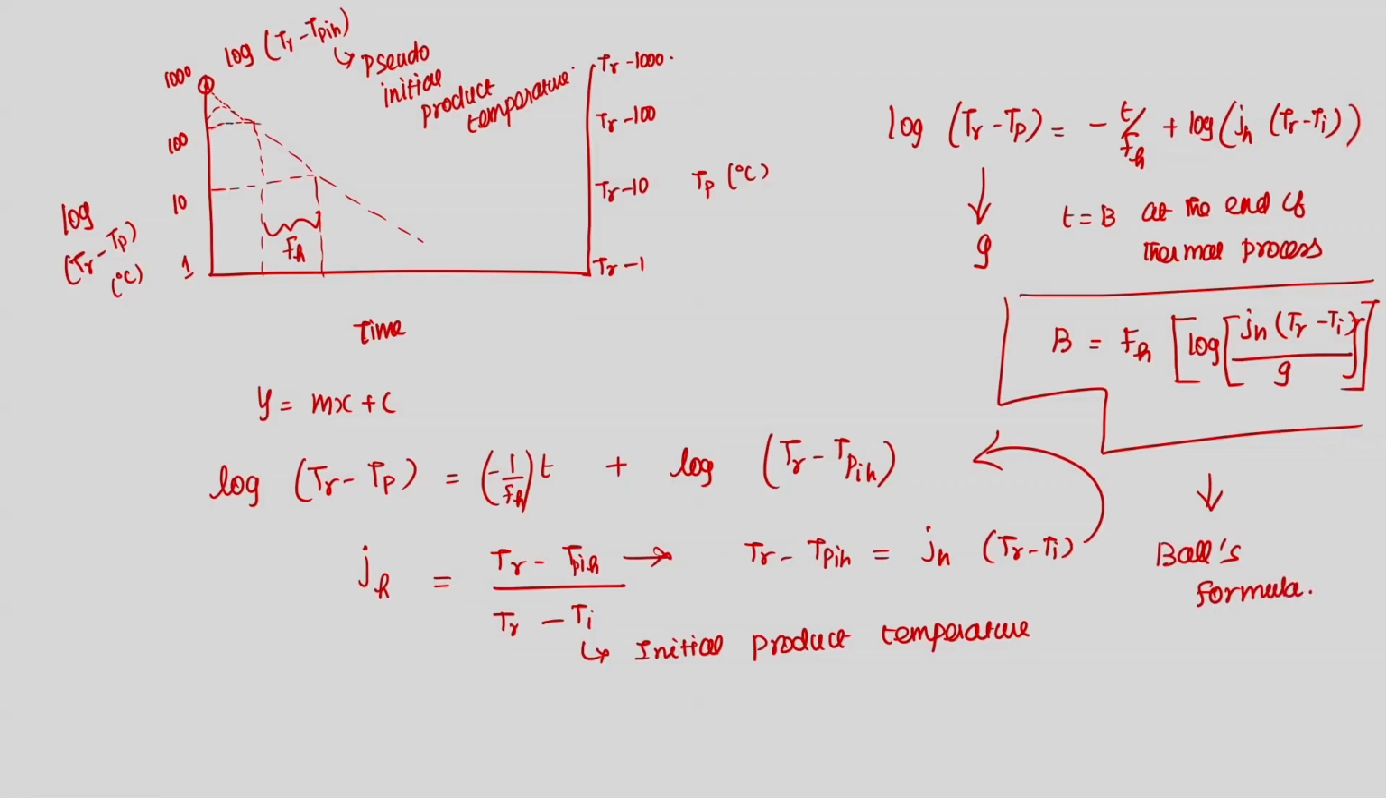Right. So, from the heat penetration curve, which is plotted as time versus log of Tr minus Tp, I can calculate two factors, Fh and Jh. From this I calculate the process timing at the end of any thermal process, which uses Fh into log of Jh (Tr minus Ti). Tr is nothing but retort temperature, Ti is your initial product temperature, and Jh comes from the heat penetration curve. If I know this, then I will be able to calculate the time required at the end of the thermal process.